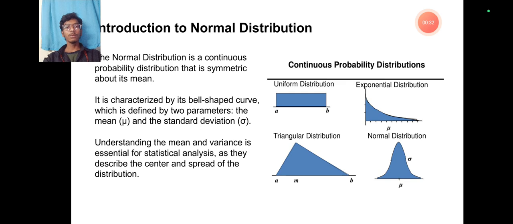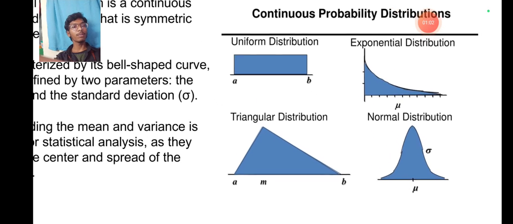The normal distribution is a continuous probability distribution that is symmetric about its mean. It is characterized by its bell-shaped curve, which is defined by two parameters: the mean and the standard deviation. The mean is denoted as mu and the standard deviation is denoted as sigma. Understanding the mean and variance is essential for statistical analysis, as they describe the center and spread of the distribution.